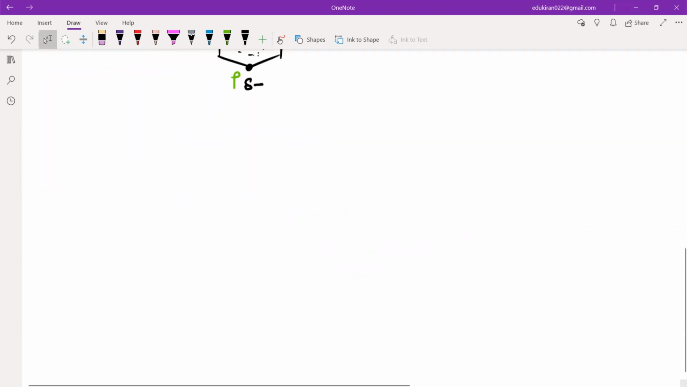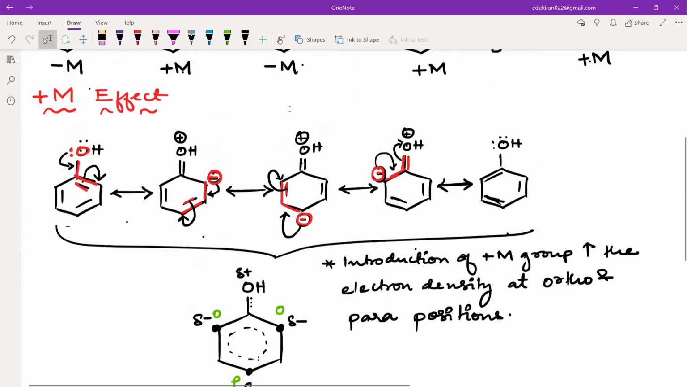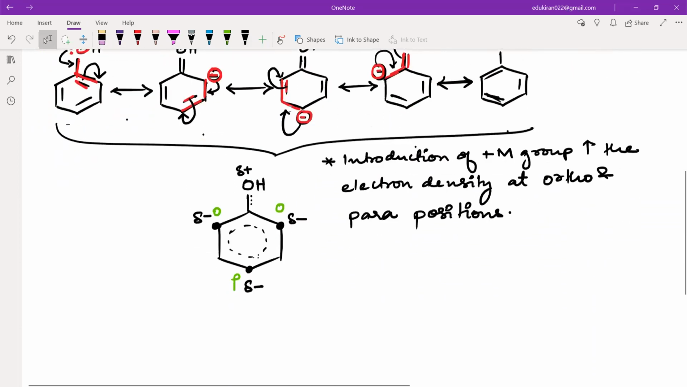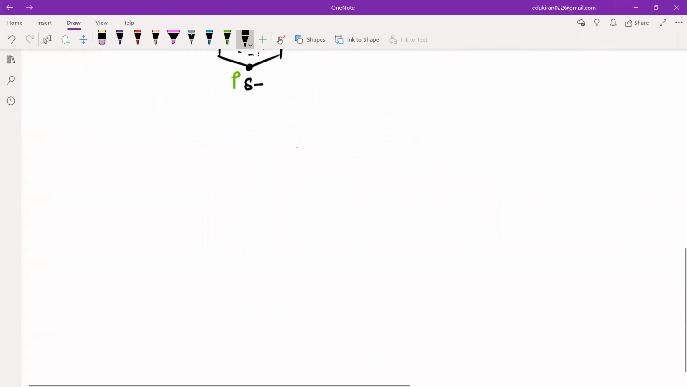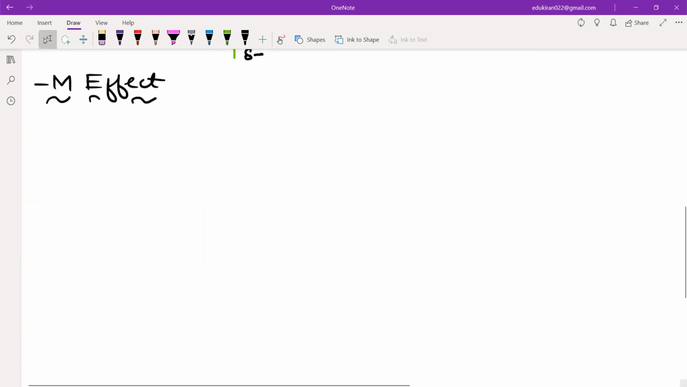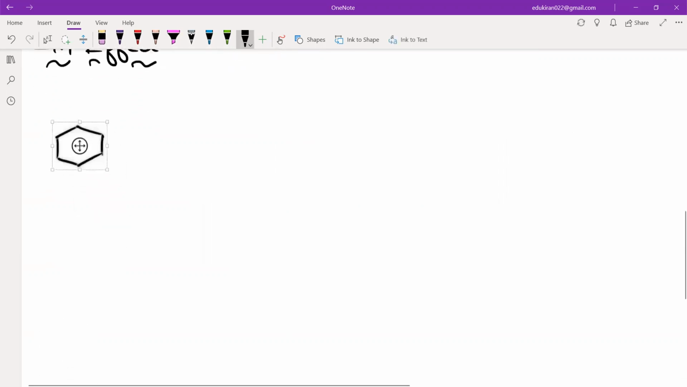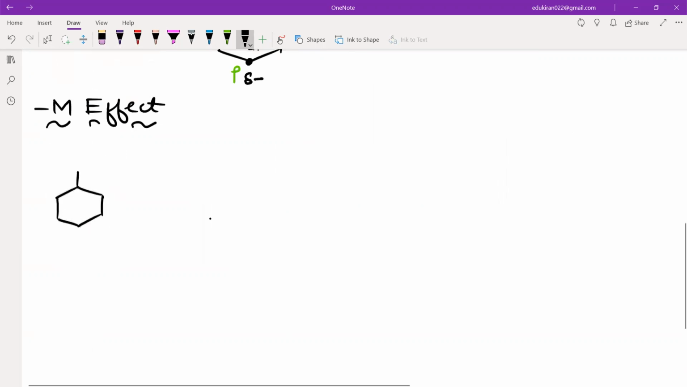Okay. Next thing you can write. So we have a plus M group, right? Okay. Now, we will talk about the intermediates later. Let's first of all write the minus M group, the minus M effect. So for this, we will be using the NO2 group, nitrogen, double bond oxygen, and the dative bond oxygen here.